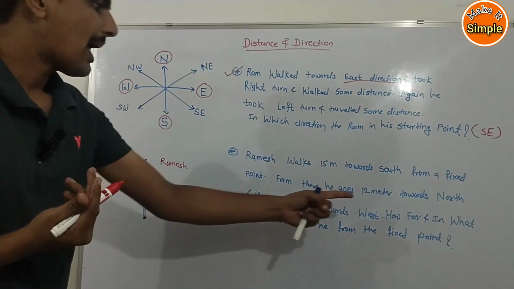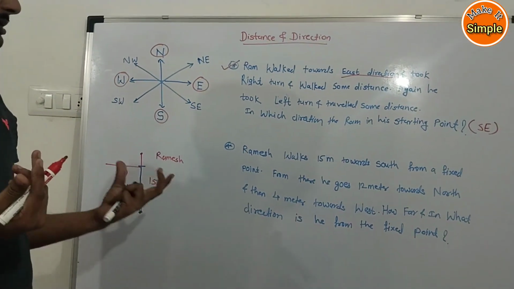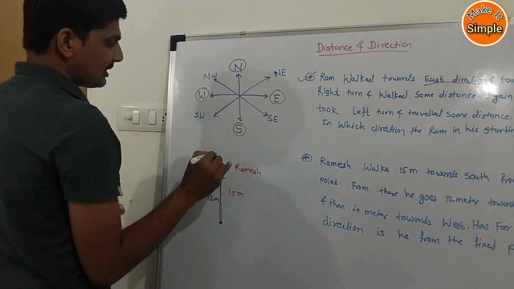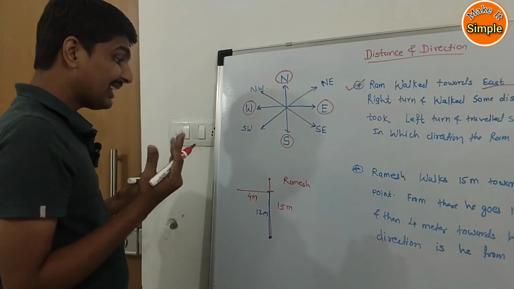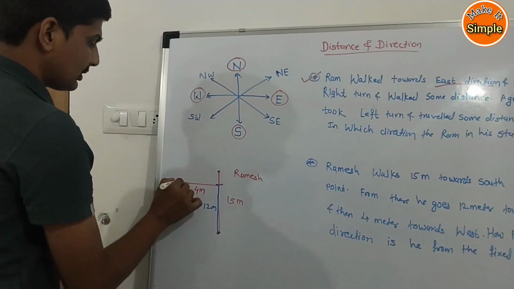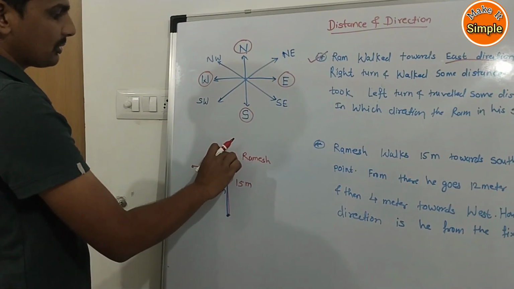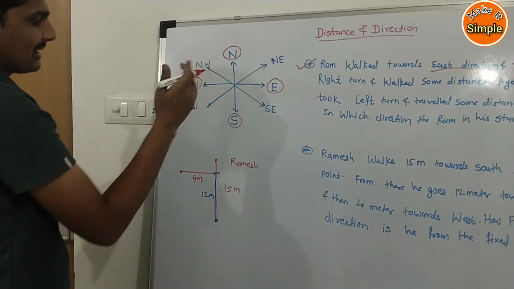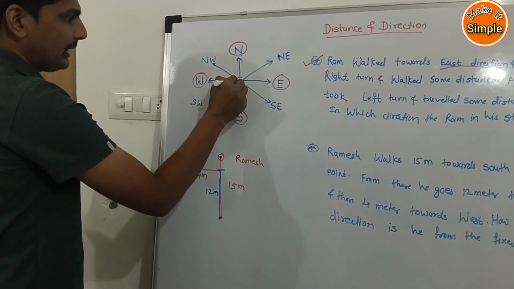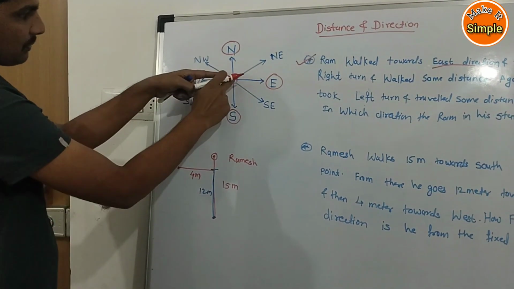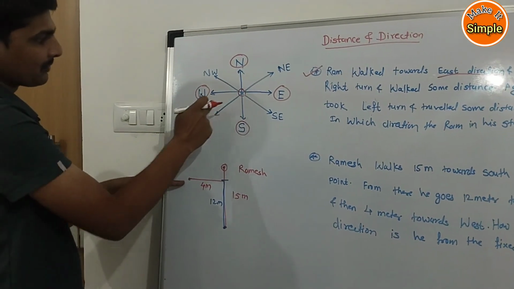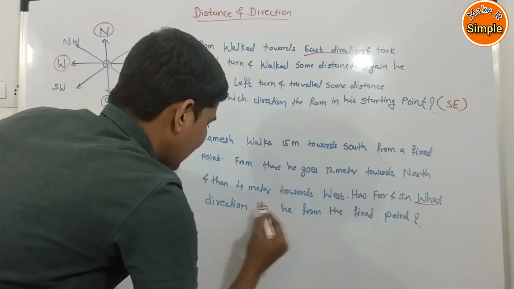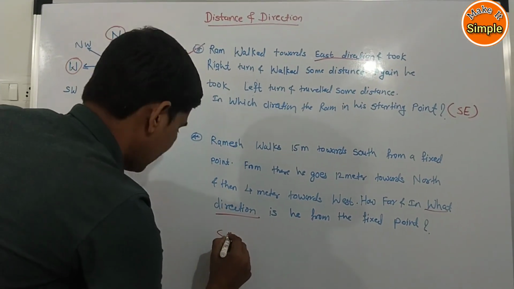Then they have asked, how far and in what direction is he from the fixed point. They have asked in which direction Ramesh is from his initial position. This is the original position of Ramesh, and this is the final position of Ramesh. Comparing this point and this point, this point is in the southwest direction. So the first answer is the southwest direction.